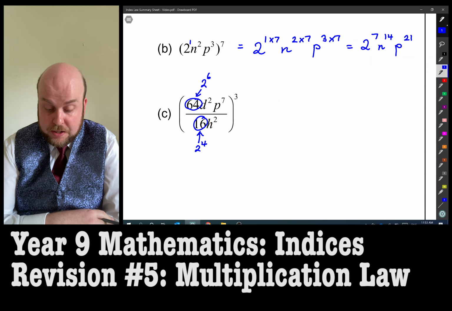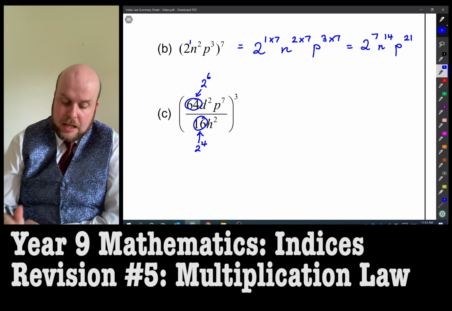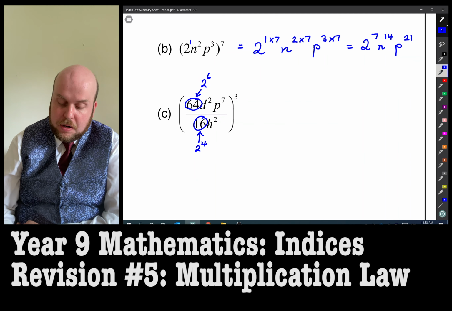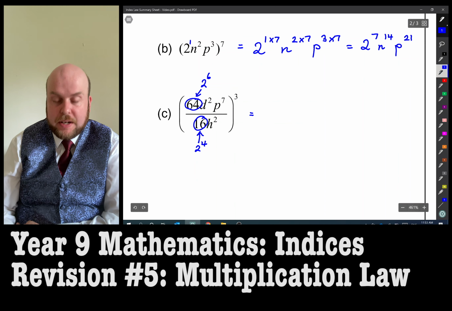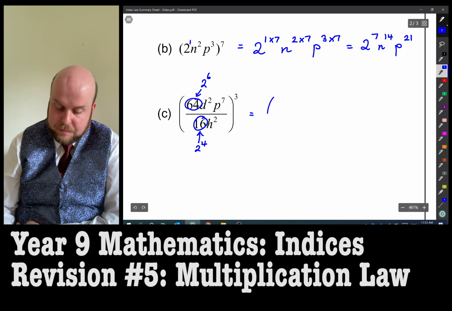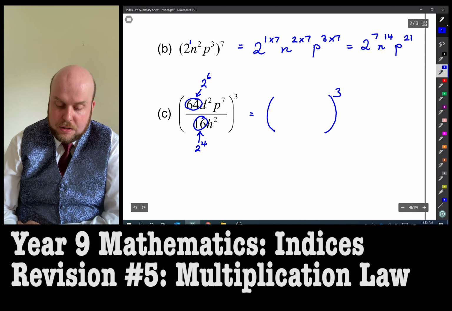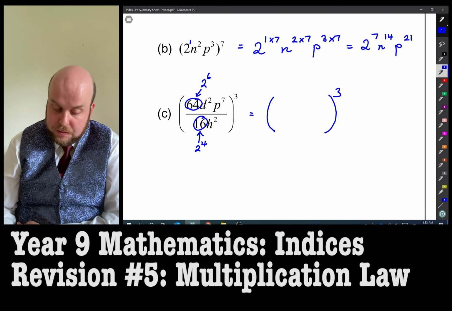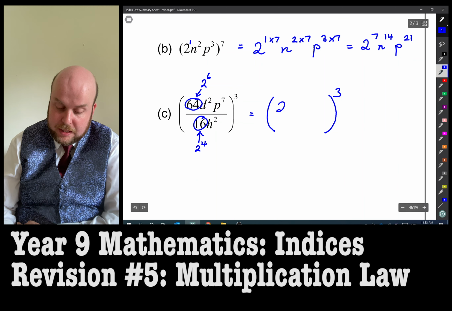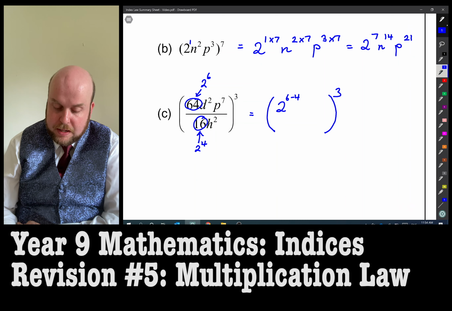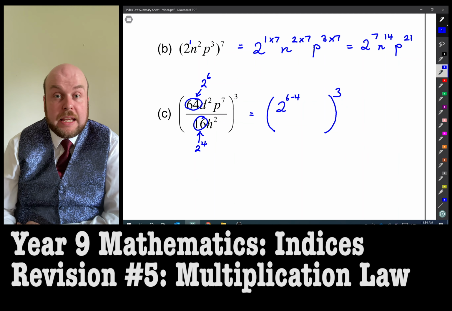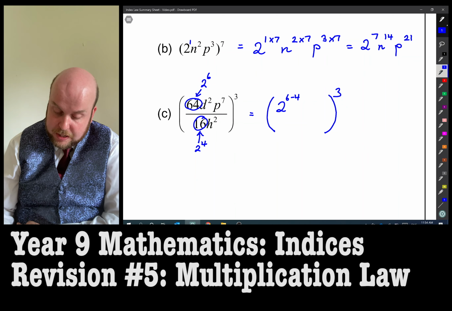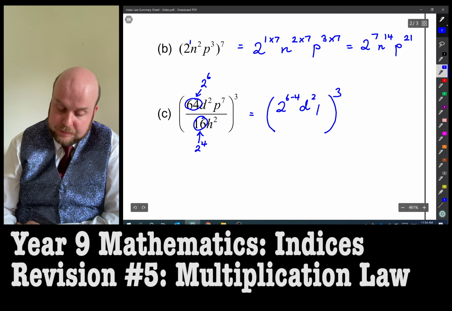Alternatively, you could also use your fractions. How many times can 16 fit inside 64? So, we're going to rewrite this slightly. We're going to simplify the inside. 2 to the power of 6 divided by 2 to the power of 4 is the same as saying 2 to the power of 6 take away 4. The other letters, however, d squared, p to the power of 7, and h squared, well, they're all different letters, so there's no simplification that can occur, so they can stay as they are.